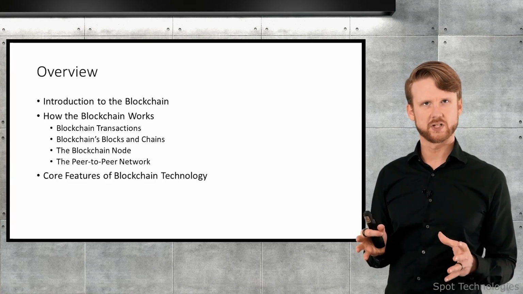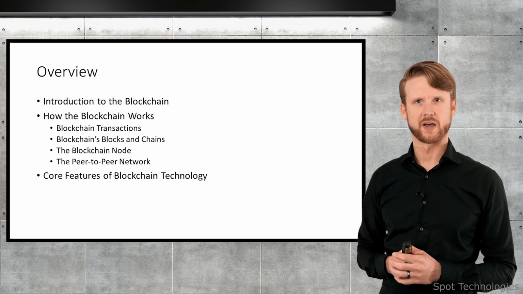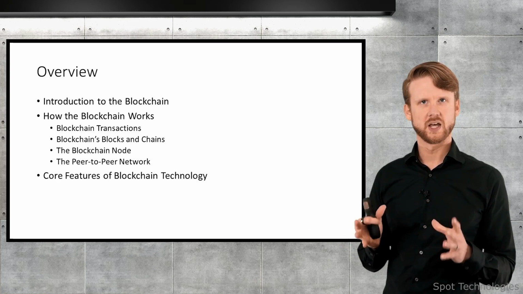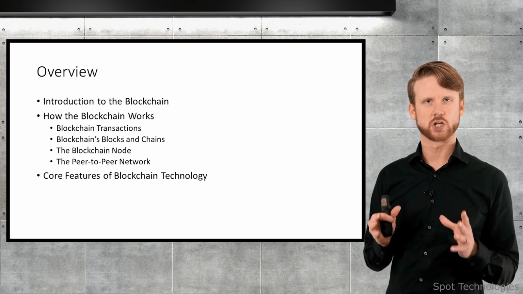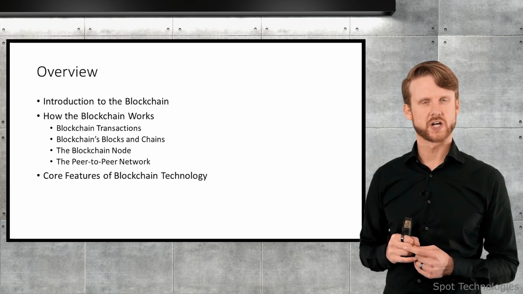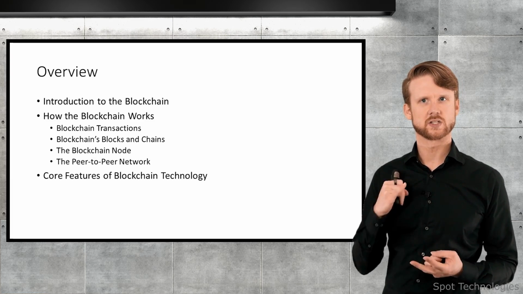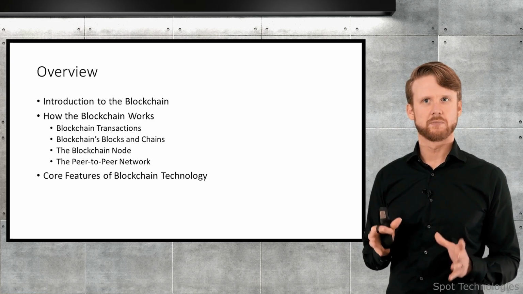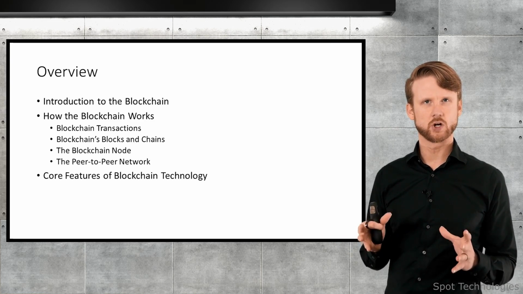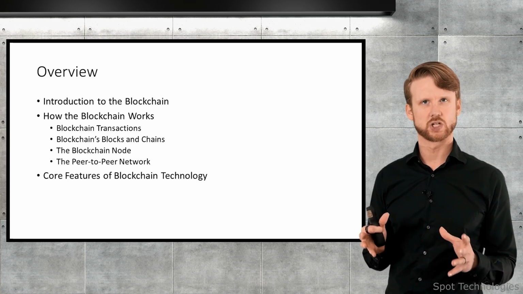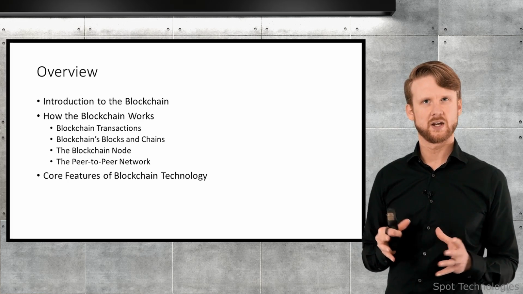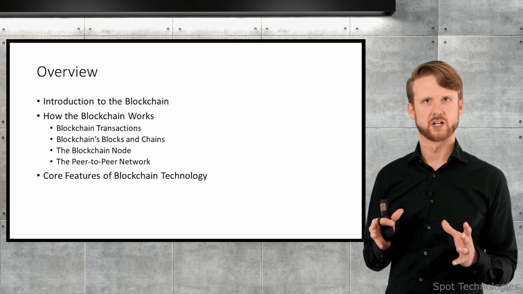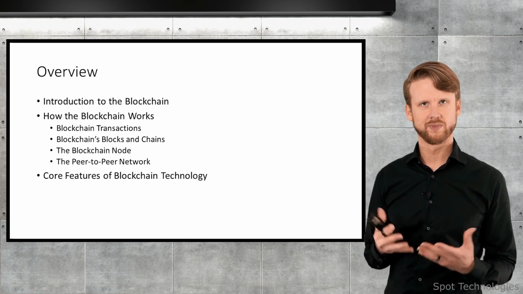So before we dive into it, quick overview of what we'll be talking about in this module. We'll start out with an introduction to the blockchain, and then discuss how the blockchain works at each level. So we'll talk about blockchain transactions, blockchain's blocks and chains that it gets its name from, the blockchain node, and the peer-to-peer network that links blockchain nodes together. And then after that, we'll discuss some of the core features of blockchain technology. And so let's get started.